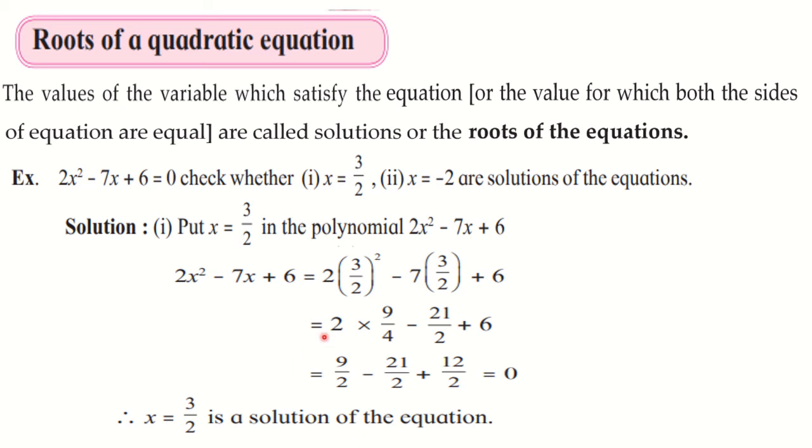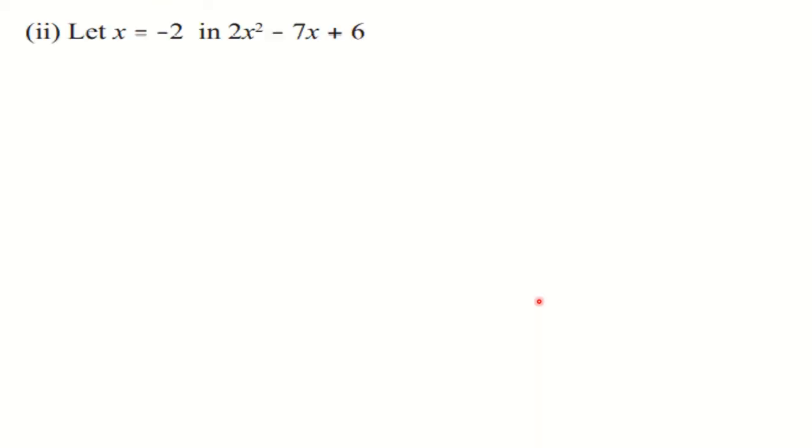Now, the same method we will follow. We will put x is equal to minus 2 in the left hand side. Okay, so let us do it. So let x is equal to minus 2 in the polynomial, or you can write it in LHS. So in place of x we are writing minus 2. So see, the equation is what? 2x square minus 7x plus 6. So in place of x, at both places we are writing minus 2. So 2 into minus 2 square minus 7 into minus 2 plus 6.